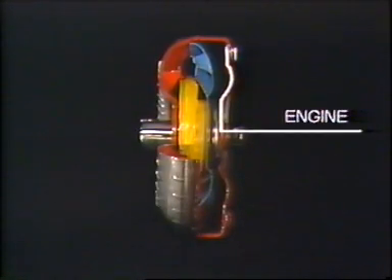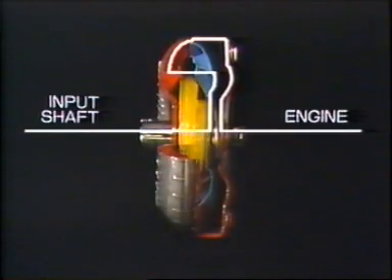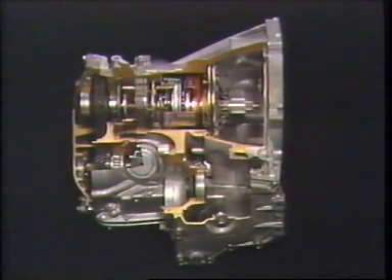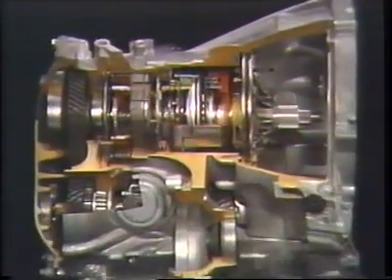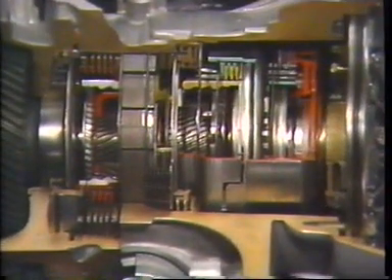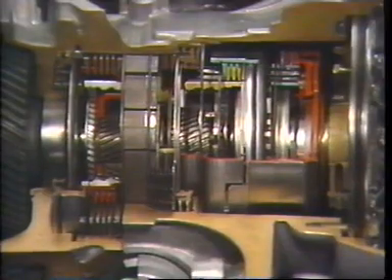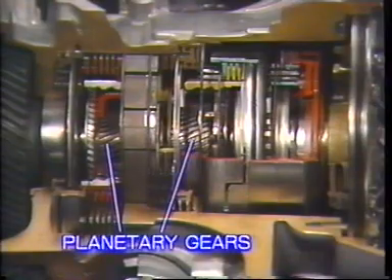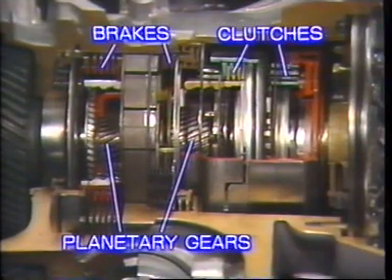This shows how the torque converter transmits engine power to the input shaft of the planetary gear. We will now proceed to the planetary gear unit. The planetary gear unit consists mainly of several sets of planetary gears and several clutches and brakes.